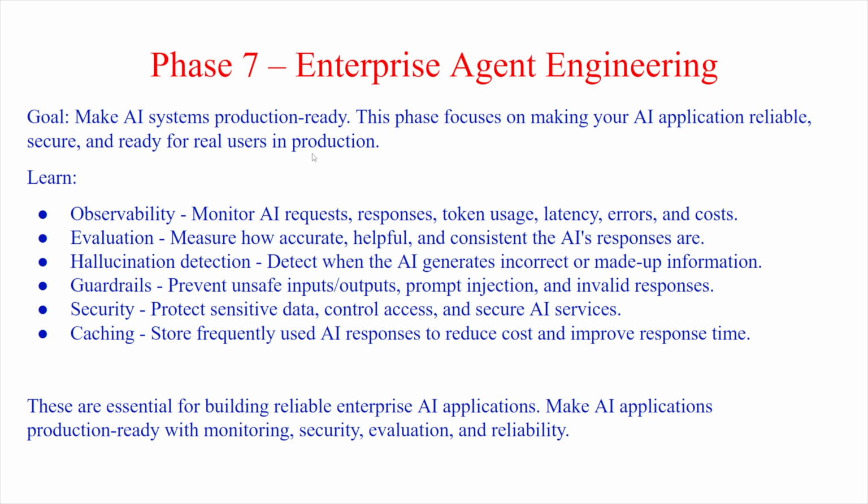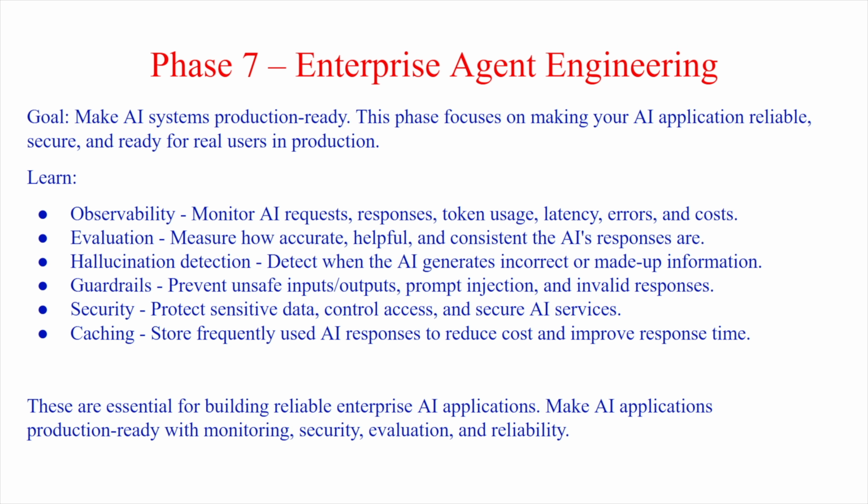So in production, you not just need the front end and back end, but you also need security, you also need observability, you also need hallucination detection, you also need caching, you also need evaluation and those stuff. So observability is where you monitor AI request responses, token usage, latency, errors, and all the cost in the AI deployment. The evaluation is to measure how accurate your AI responses are.